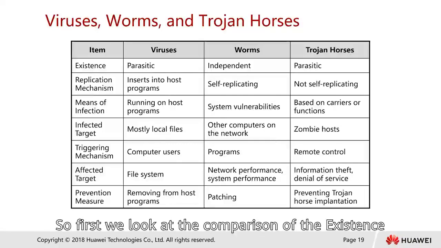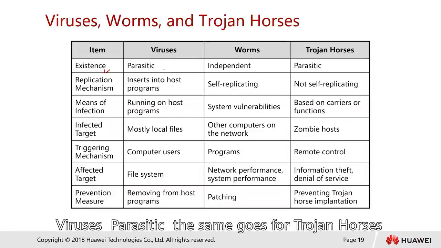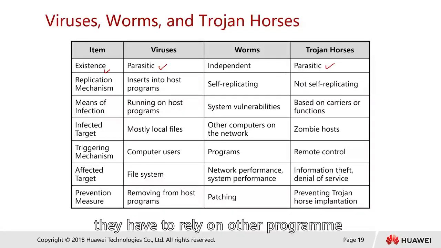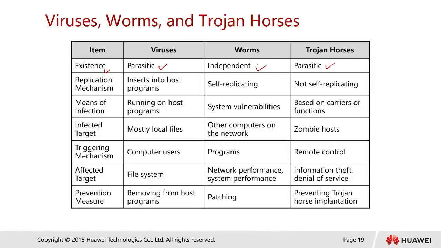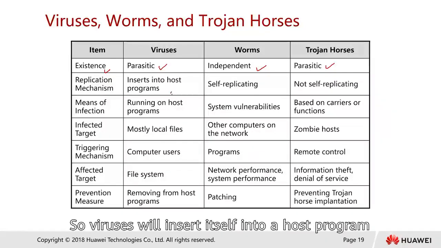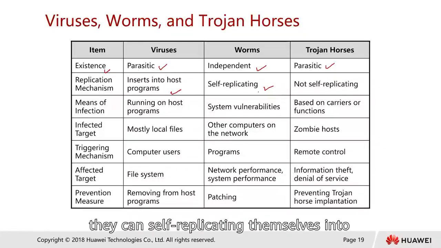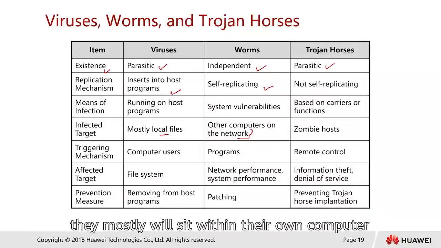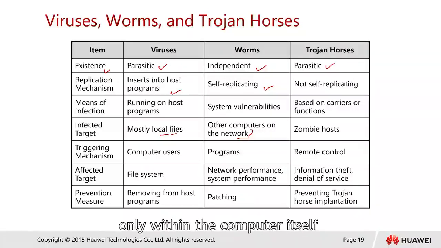So here are the differences between viruses, worms, and Trojan horses. First we look at the comparison of existence. Viruses are parasitic, and the same goes for Trojan horses. Parasitic basically means they have to rely on another program to perform the damage. Okay, a worm runs independently as a program by itself. Viruses insert themselves into a host program. Worms can replicate themselves. A worm tries to go into other people's computers within the same network. Viruses mostly sit within their own computer and replicate only within that computer itself.